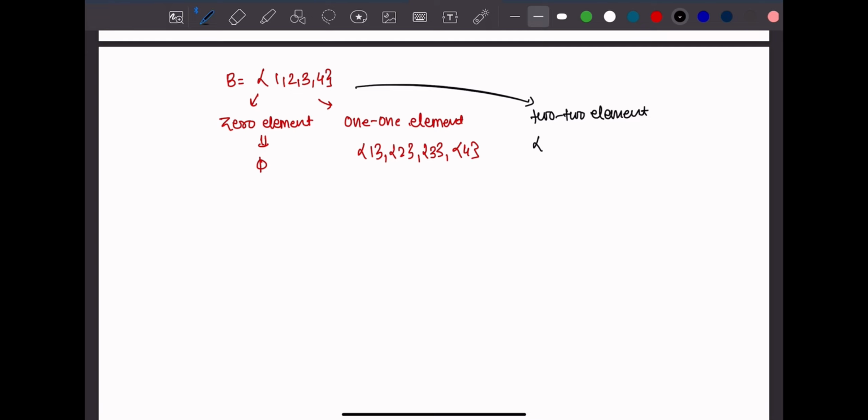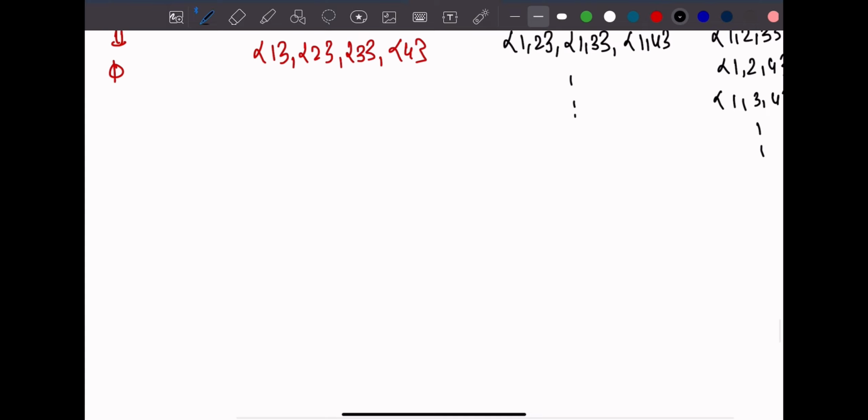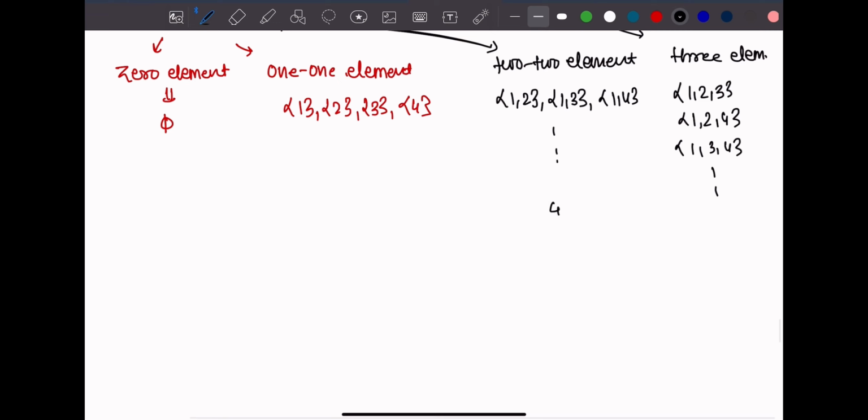If I choose two elements, I'll get 1 comma 2, 1 comma 3, 1 comma 4 and so on. Similarly, three elements we can choose also. If I choose three elements, I'll get 1 comma 2 comma 3, 1 comma 2 comma 4, 1 comma 3 comma 4 and so on. Similarly, we can choose four elements also, which gives 1 comma 2 comma 3 comma 4.